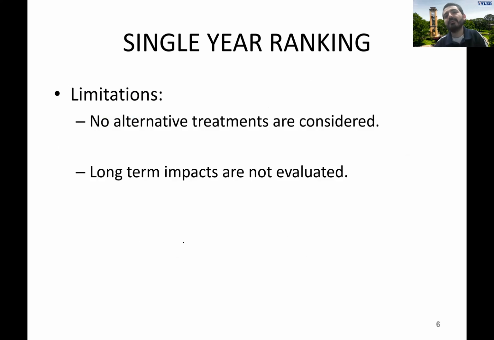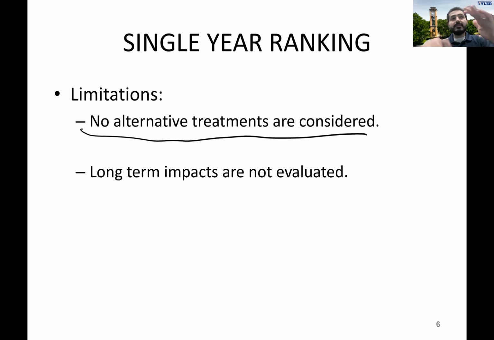Some of the limitations regarding this technique, the single year ranking: typically we have to stick with one fix per road. So there are really no alternative treatments considered for each section, because it gets really cumbersome. If I have 5 sections, and every section ends up with 2 or 3 alternatives, it's going to be hard to rank them on a yearly basis. So if we pick the single year ranking, we tend to pick one treatment per section, and we go with it.